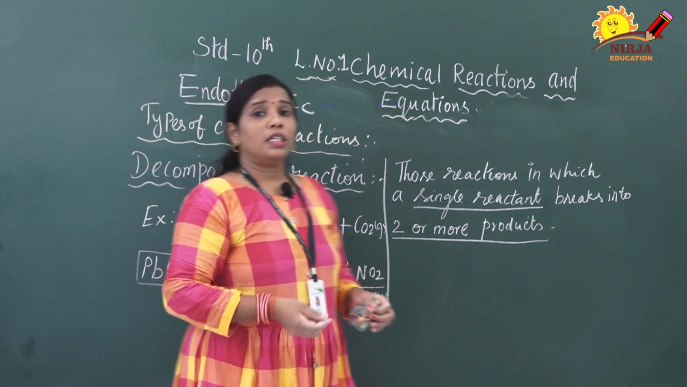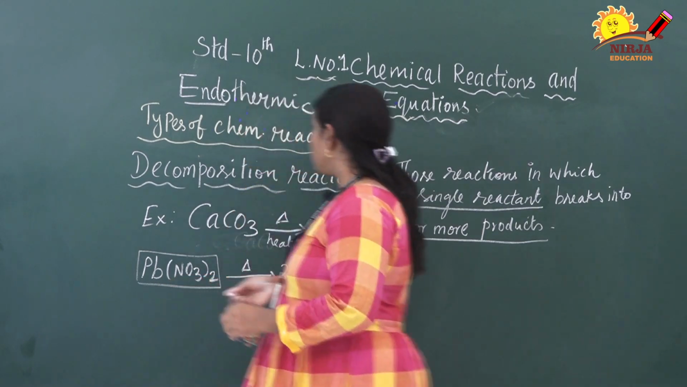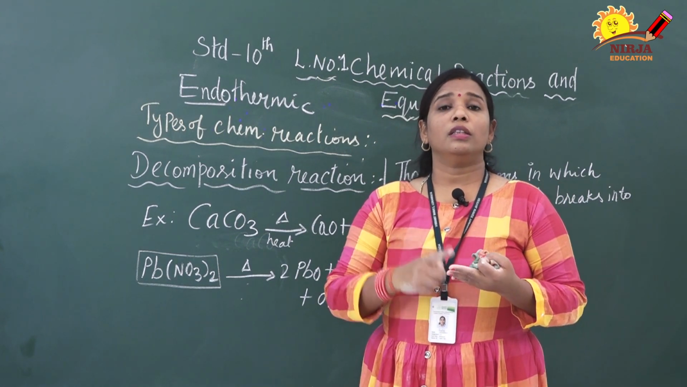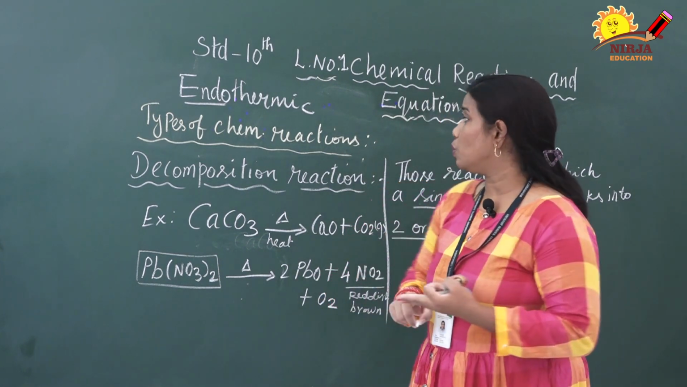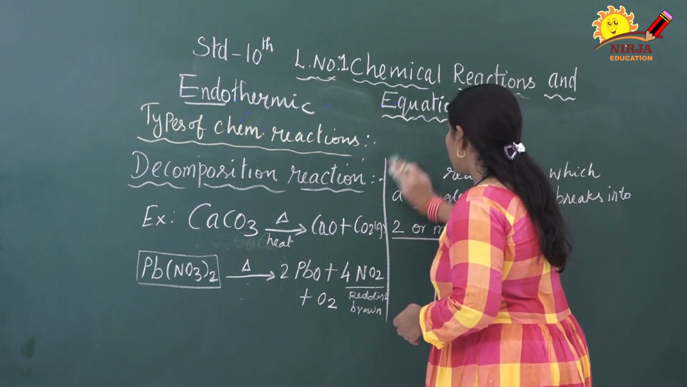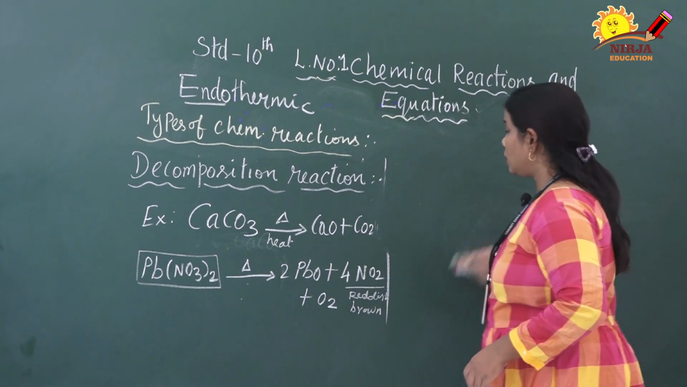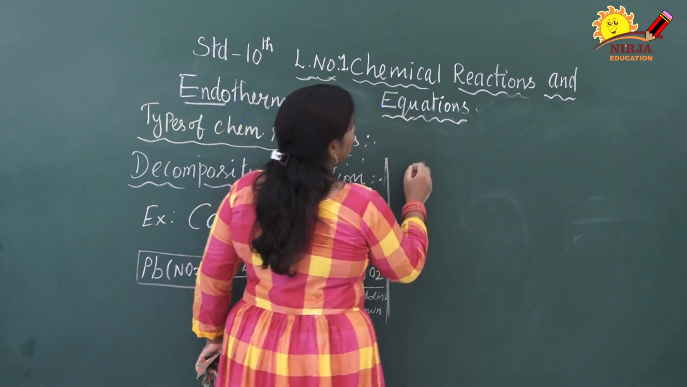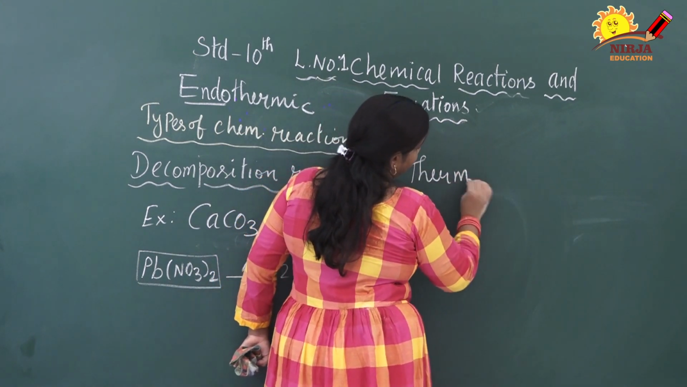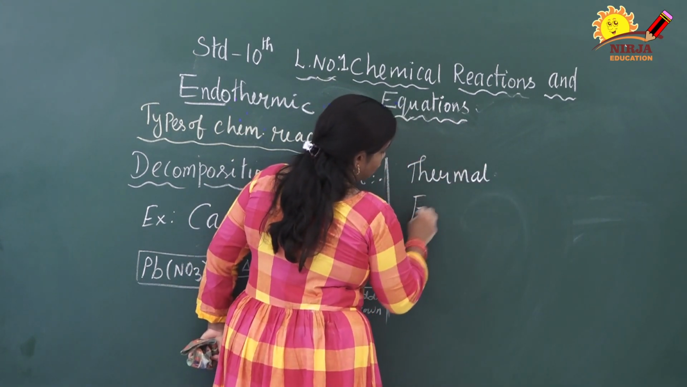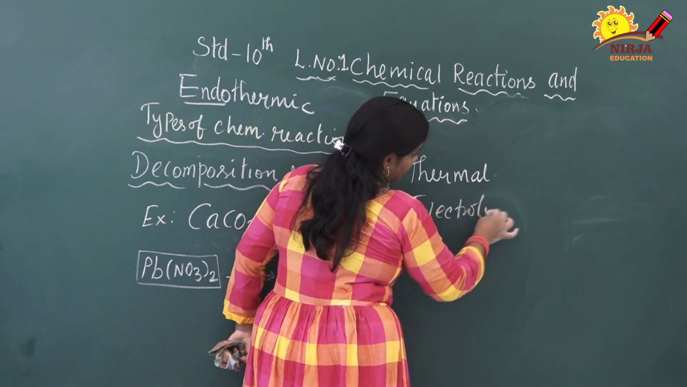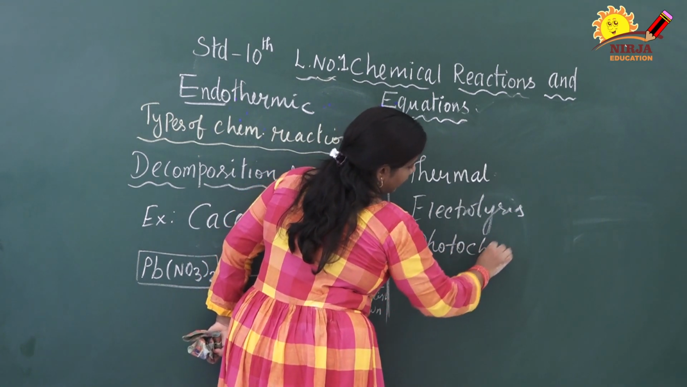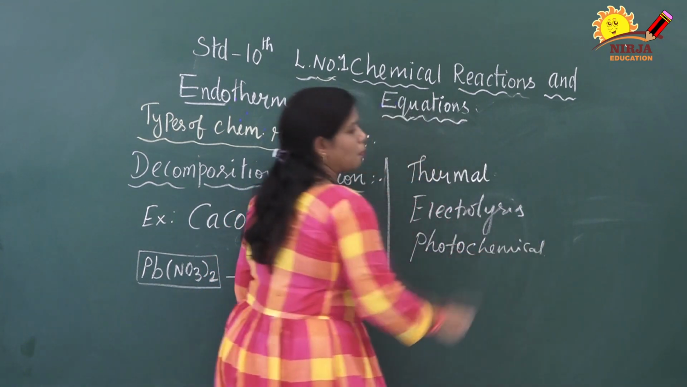Next we are going to discuss that decomposition is classified into three types. One is thermal decomposition, second is electrolysis, then third is photochemical decomposition. All three are very important. Again I tell, first thermal decomposition, second electrolysis, third photochemical. There are three different types of decomposition reaction.